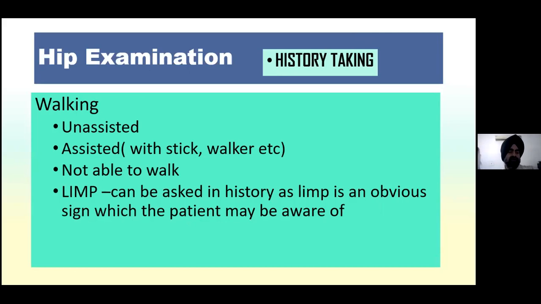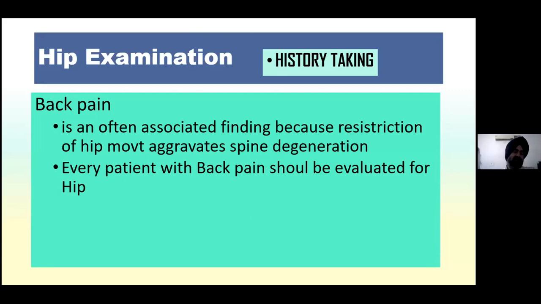We should ask in the history how comfortable the patient is about walking, what his ambulatory status is, whether he uses a stick, a walker, or walks unassisted, or is not able to walk, or walks with a limp, and what his condition is after walking a certain distance, whether it becomes more painful or stationary, or makes him somewhat better, as in some inflammatory pathologies. And we should also ask about the back pain.